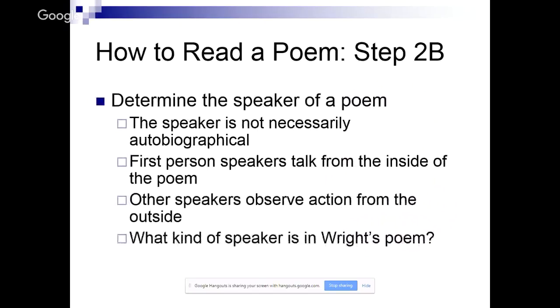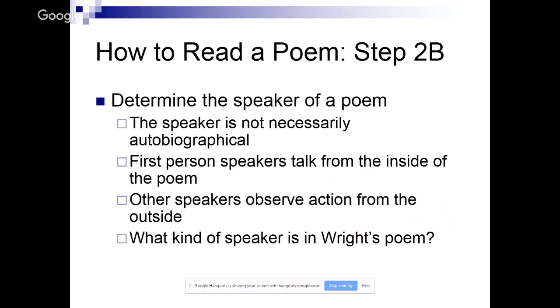The next step is to determine the speaker of the poem, and this is very important. A speaker is not necessarily autobiographical for the author. So when you're writing about poetry, you would not, for instance, say Wright says, I sit in the high school football stadium. You would say the speaker says, because although a first-person speaker is going to be part of that poet's personality because they're the one that created it, it does not necessarily mean it's autobiographical.